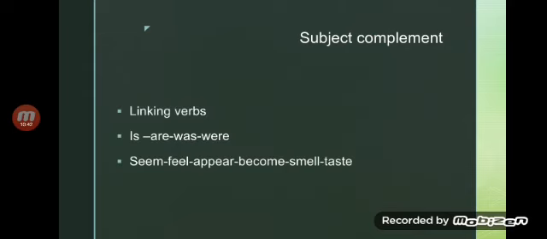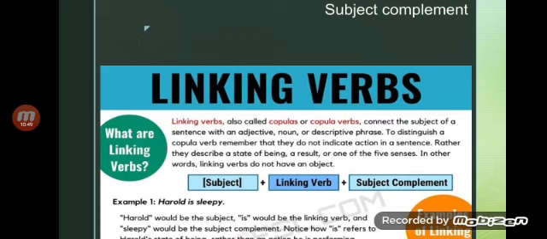So here we have discussed the linking verbs that I discussed with you earlier. Let me explain it to you again, that the linking verbs are also called copula verbs. They connect the subject of a sentence with an adjective, noun or descriptive phrase. To distinguish a copula verb, remember they do not indicate action in a sentence, rather they describe a state of being, a result, or one of the five senses. In other words, linking verbs do not have an object.